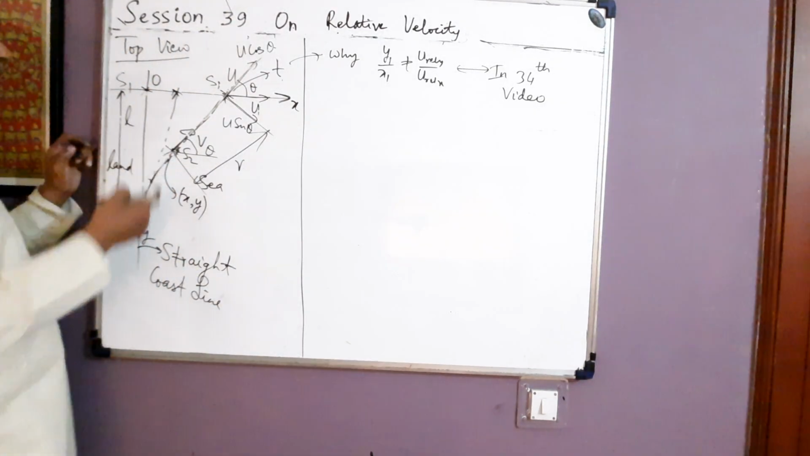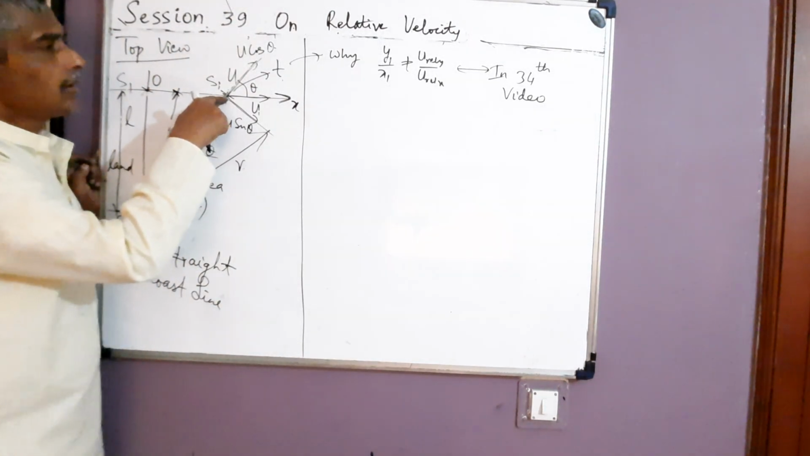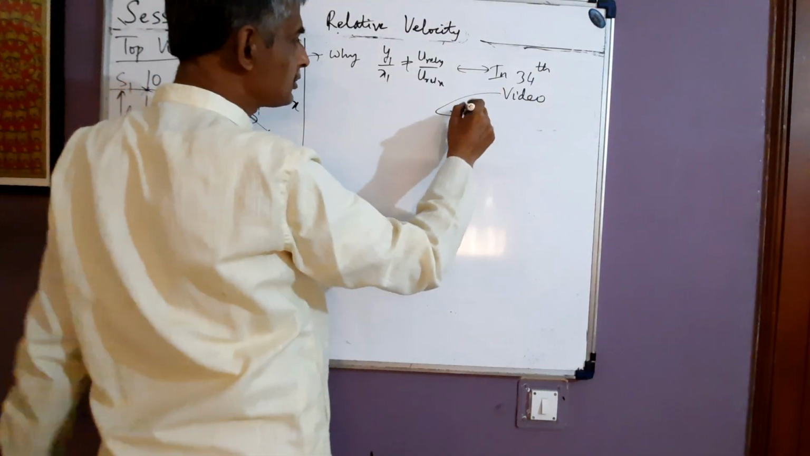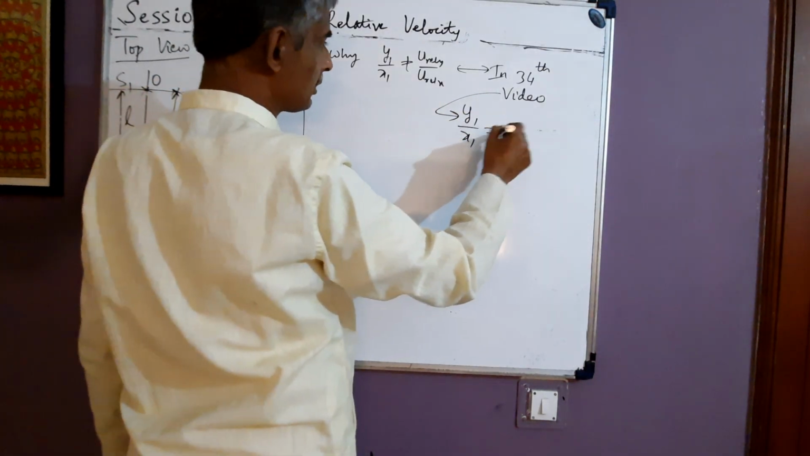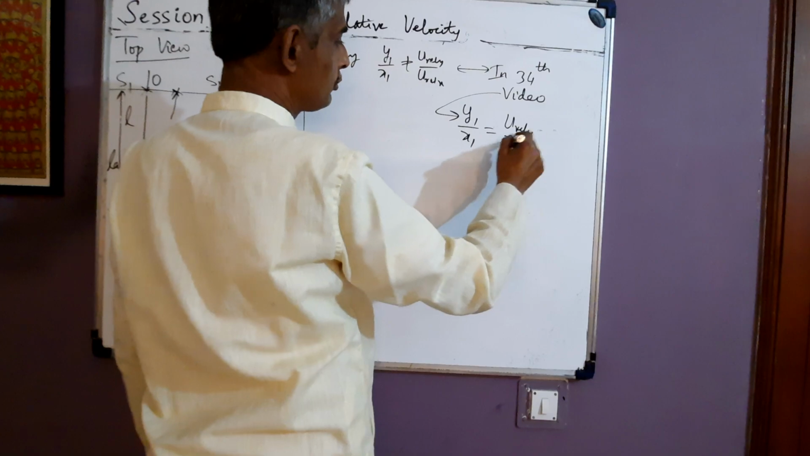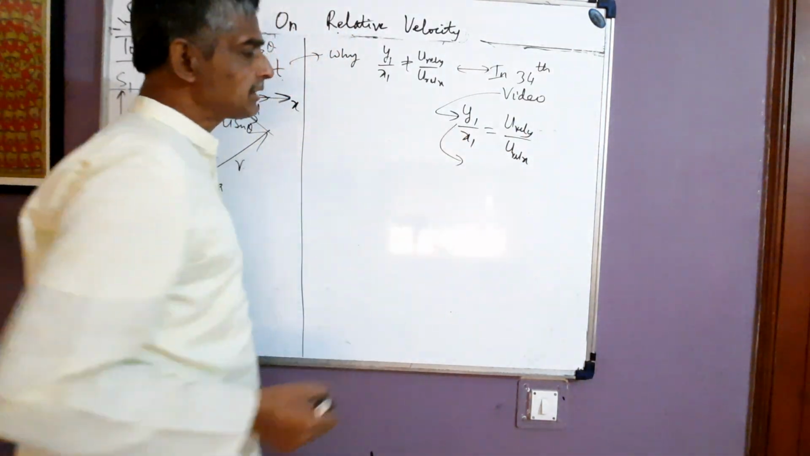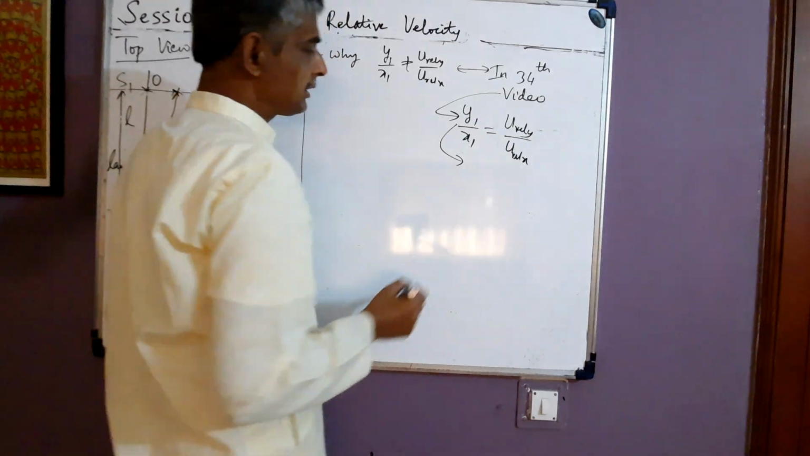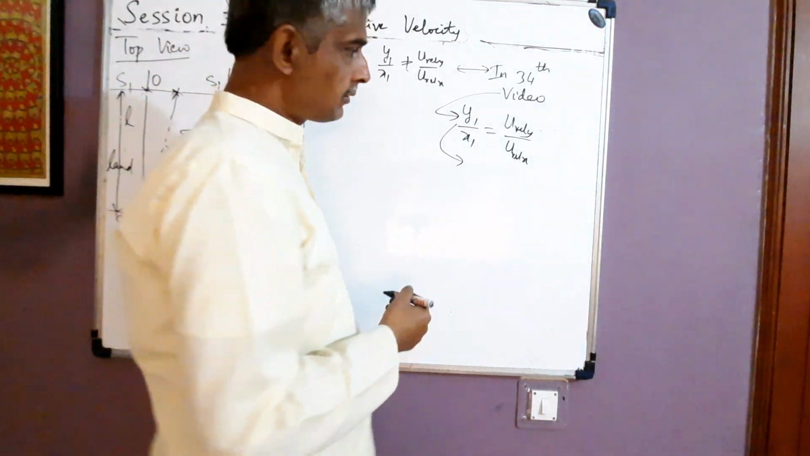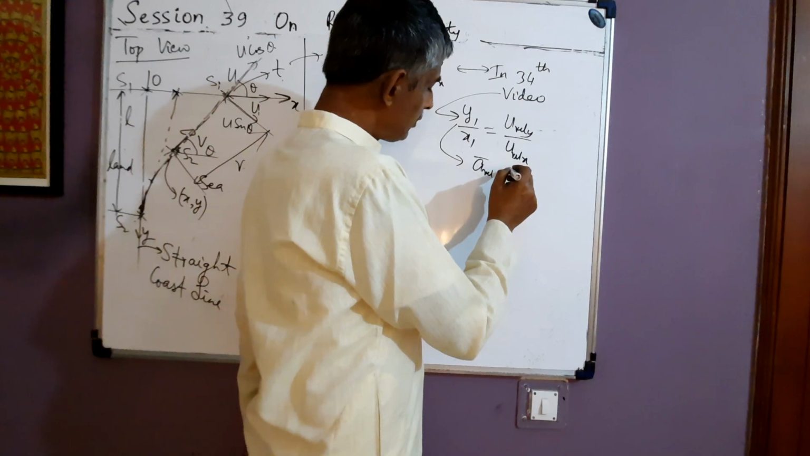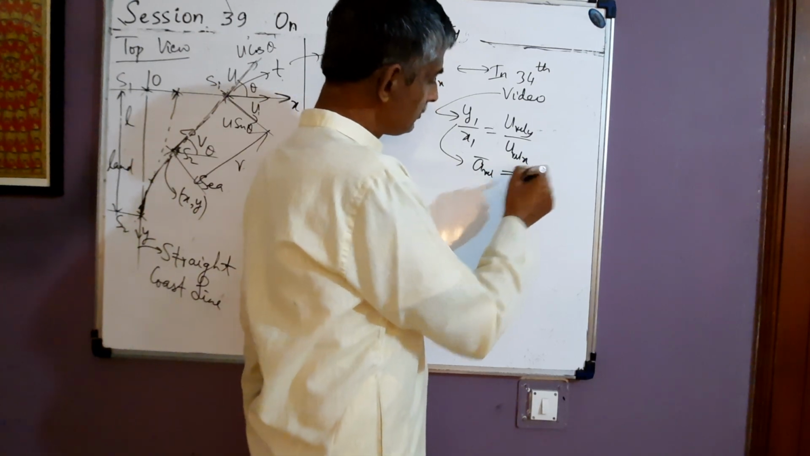In the 34th video I wrote down this equation; you can refer to it. For u relative y by u relative x, it was assumed that the relative acceleration between the two colliding points, from the initial moment till the instant of collision, a relative, was 0. Then only it was valid.